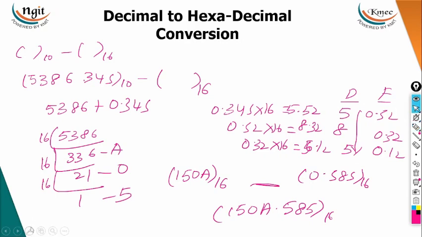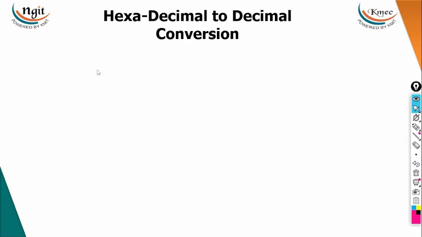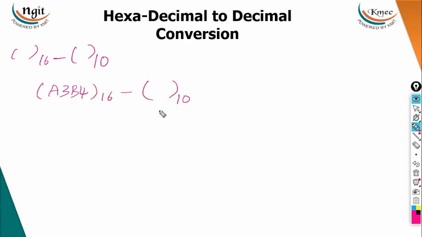Now let's get on to the next thing, hexadecimal to decimal conversion, where base 16 is to be converted to decimal. If I am having a number called A3B4 to the base 16, I want it in base 10. Just multiply with its positional values.